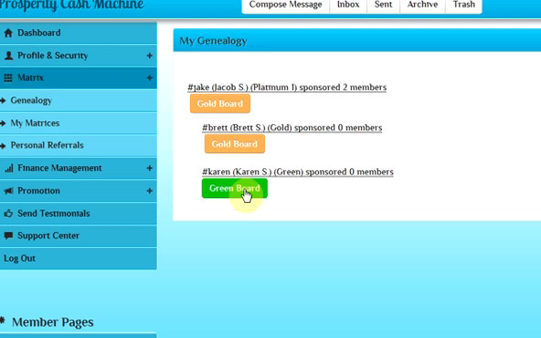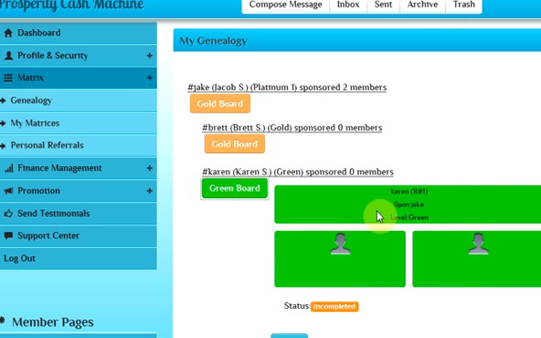Let's use an example here of Karen. Let's say that Karen refers somebody called Sally, and Sally goes in the first available spot on her green board. But Sally is a go-getter, so she sponsors two people right away, and she goes to the gold board. Where is she going to go? Well, she's actually going to go to Karen's sponsor's gold board. That will be Jake. But it's only temporary, because when Karen cycles to the gold board herself, Sally will come back to her. So when Sally cycles to the gold board, she comes back to Karen.